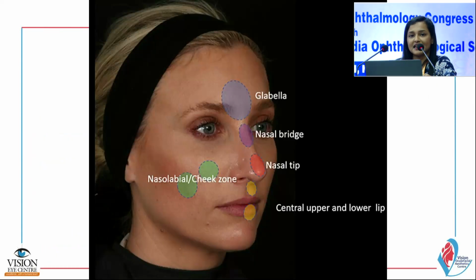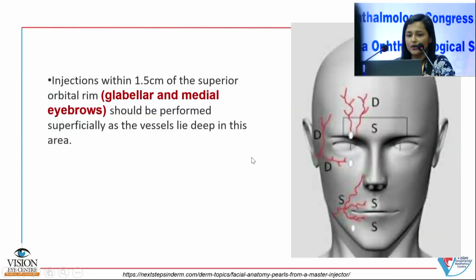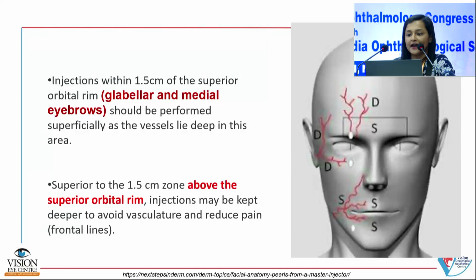Now, these are the areas which are prone to embolic phenomena because of these arteries converging. So in this glabellar region, we try as far as possible not to go in with fillers. And whenever people are injecting fillers in the nasal bridge and nasal tip, they have to be very careful not to cause necrosis. For injections within 1.5 centimeters of the superior orbital rim, you would have superficial injections because the vessels lie deep in this area. And above that, you would have deeper injections to avoid the vasculature issues and reduce pain.